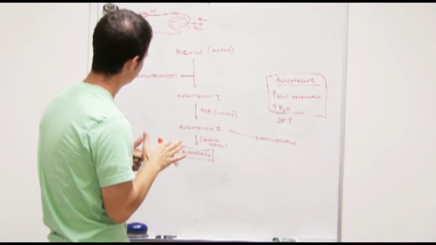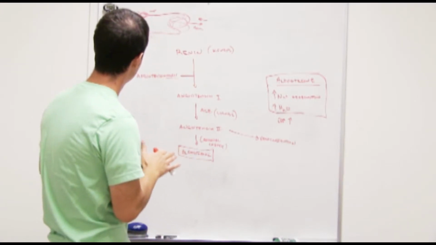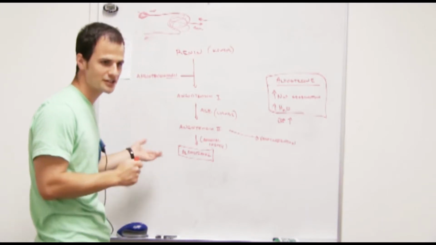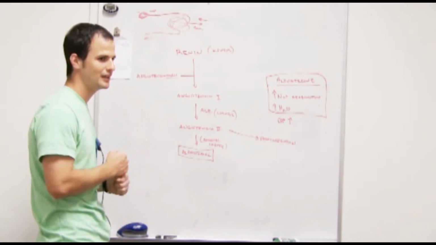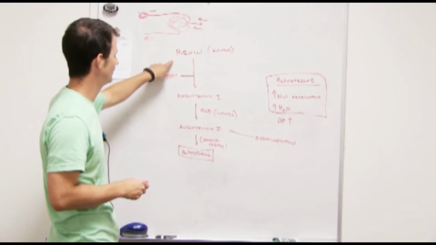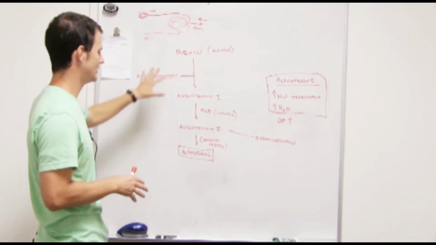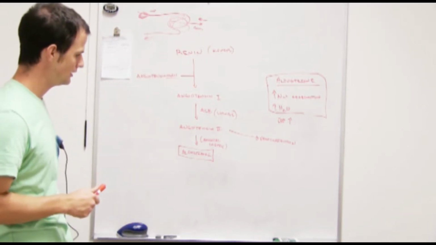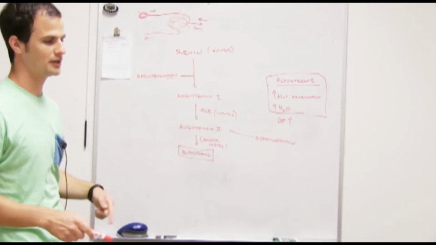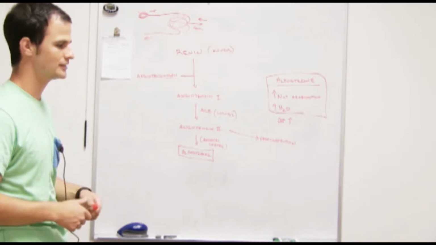So why is there such a complicated pathway? One of the cool things about renin is that because it has multiple stages, it's slower to get going, but it's longer lasting. Does that make sense?